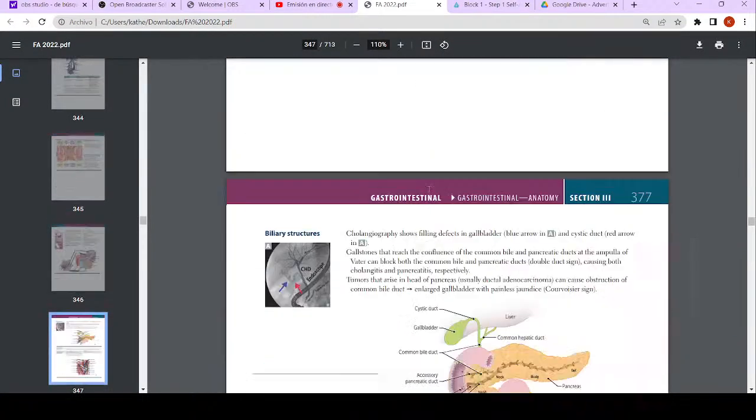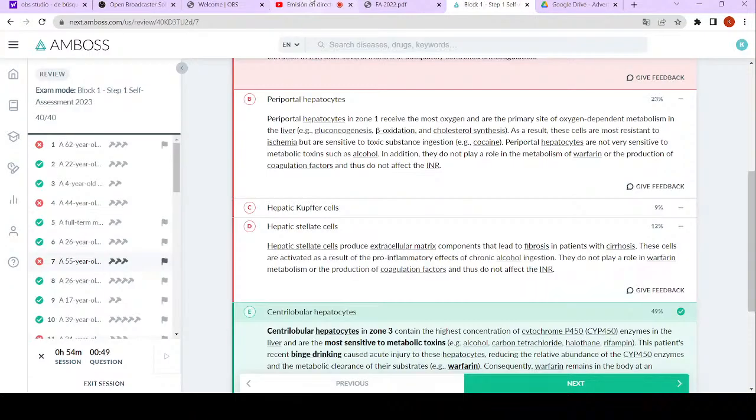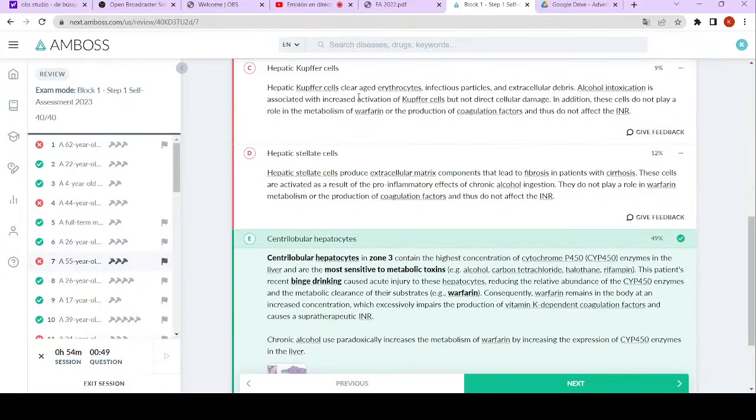So let's continue. Kupffer cells, what they said. Kupffer cells clear aged erythrocytes, infectious particles, and extracellular debris because they are like the macrophages of the liver. So that's what macrophages do actually.